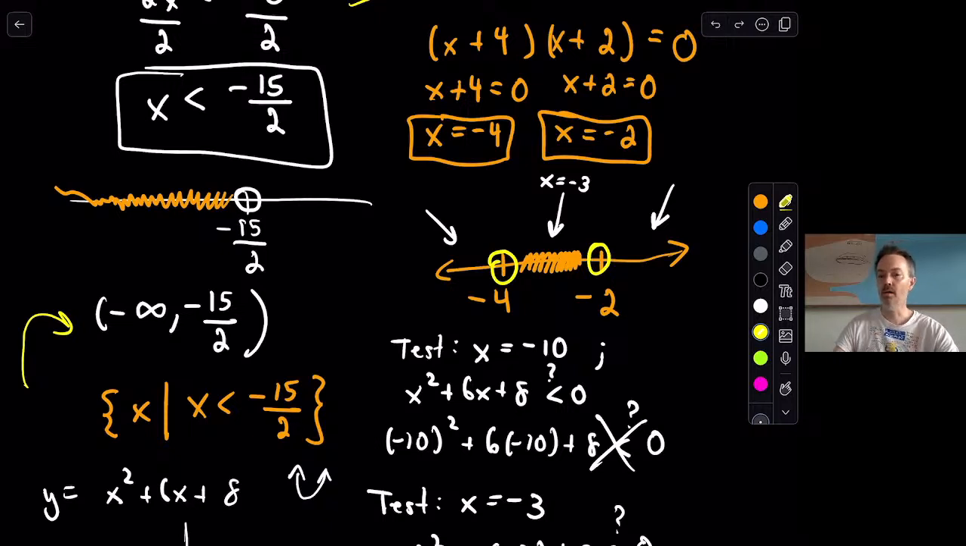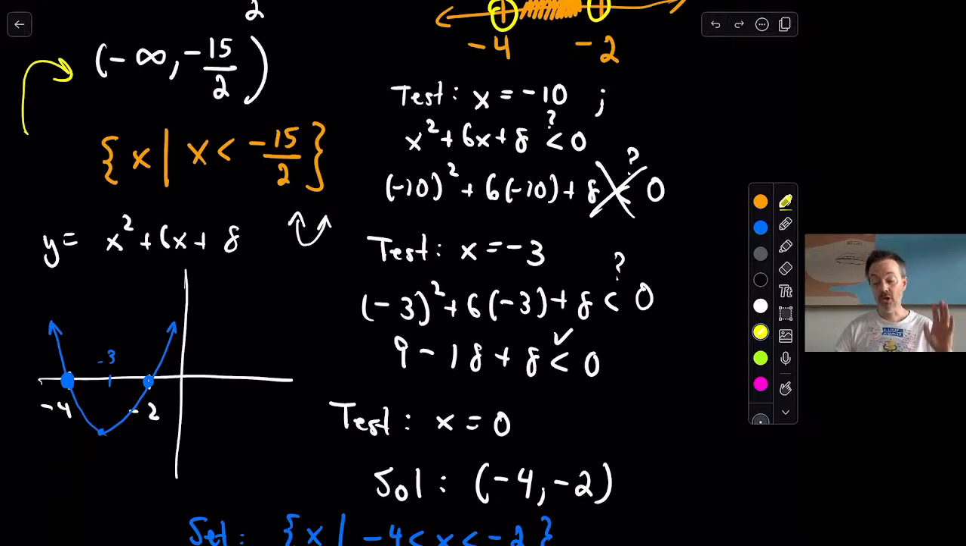Oh, in the graph. Okay, I see what you're saying. Good point. I was actually interested in this. Yes, in the graph, they should absolutely be shaded because my quadratic goes through those two points. So think about it as being a separate question in a way.